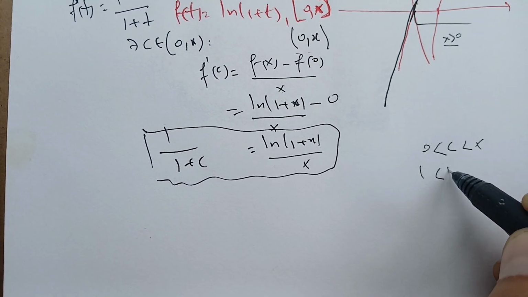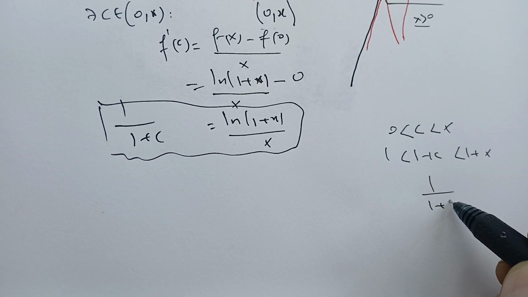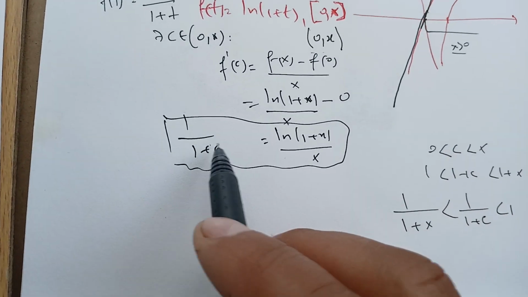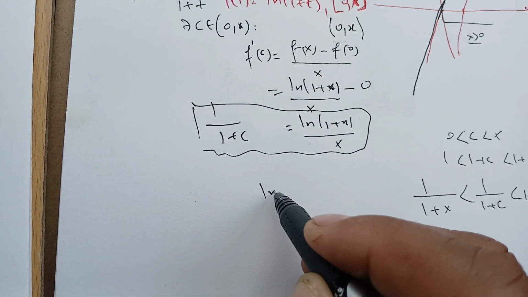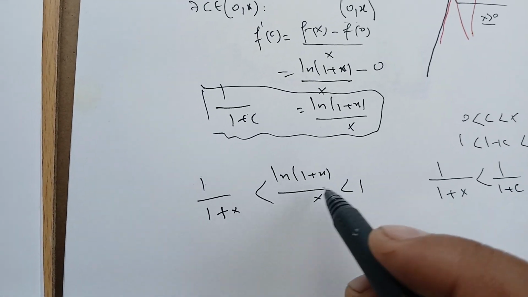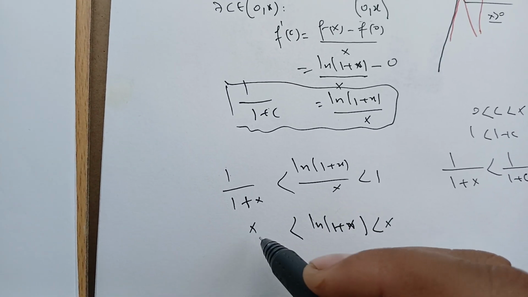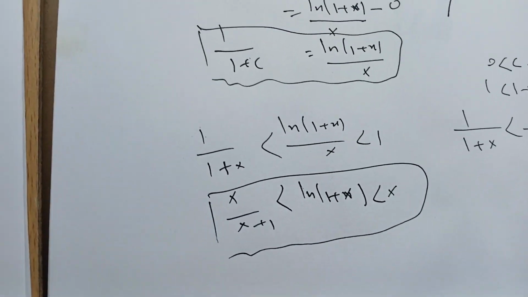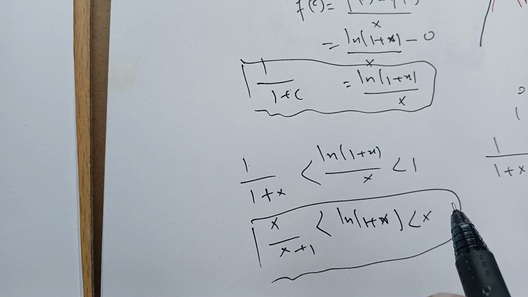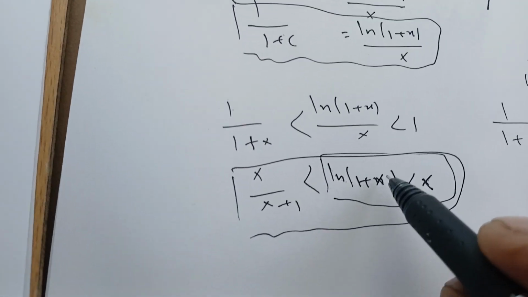Adding 1 to all the sides gives us this one. If we flip this, we get 1 over 1 plus c is between 1 over 1 plus x and 1. But this one is just this. Therefore, we have ln of 1 plus x over x is between 1 and 1 over 1 plus x. Since x is positive, we can multiply without anything changing. So we get this result, and this is what we need. We have proved it. Most of the time, the mean value theorem gives us two results, but we need only the one on the right. So for x positive, the natural log of 1 plus x is less than x.